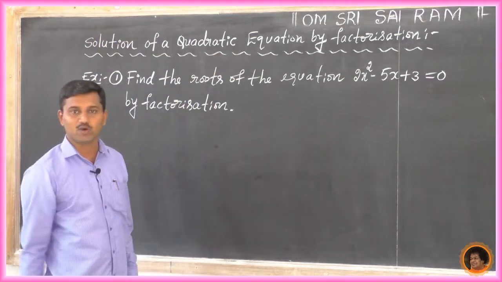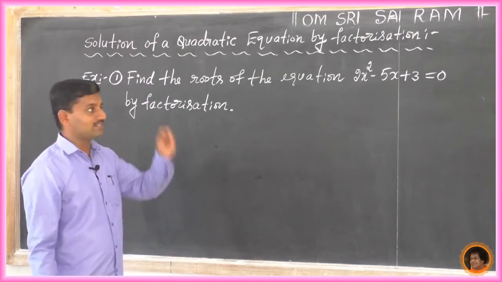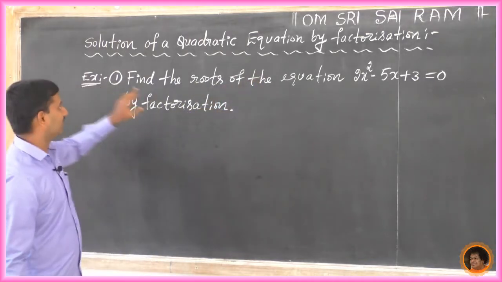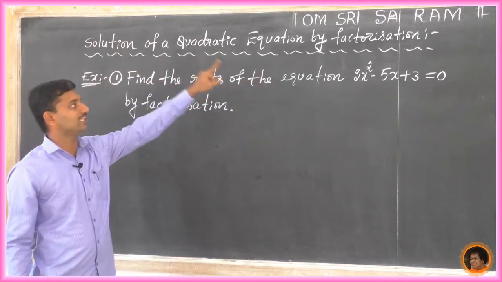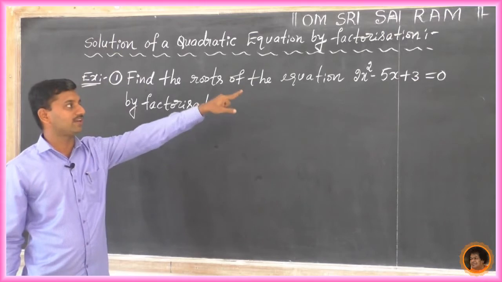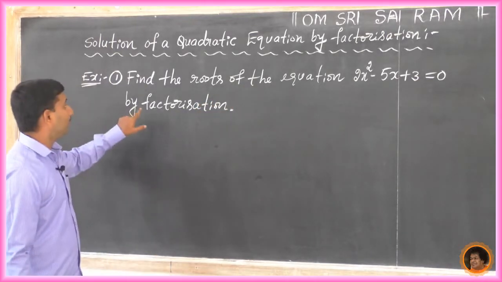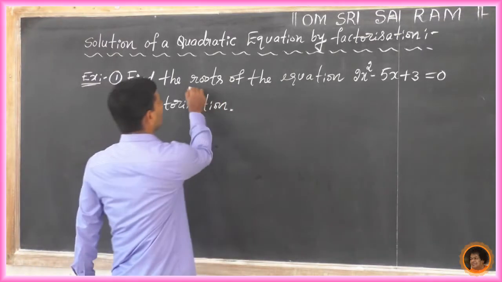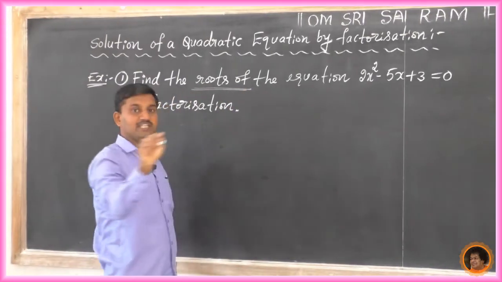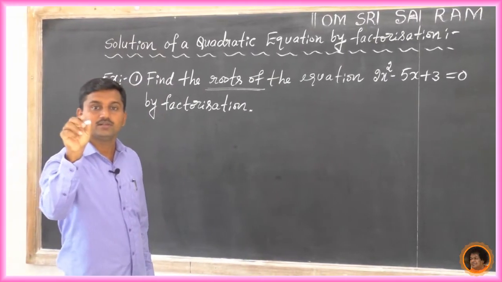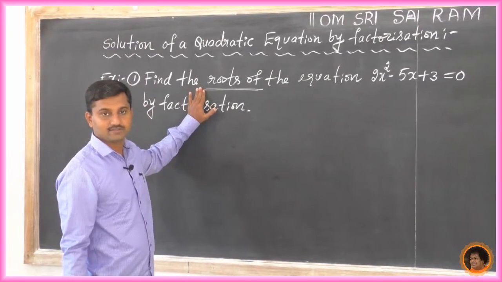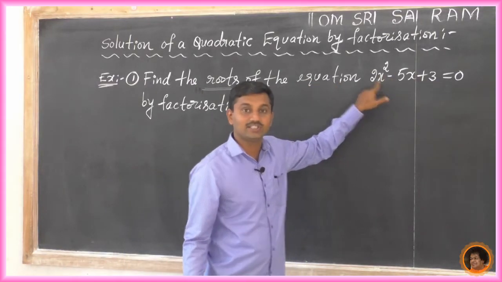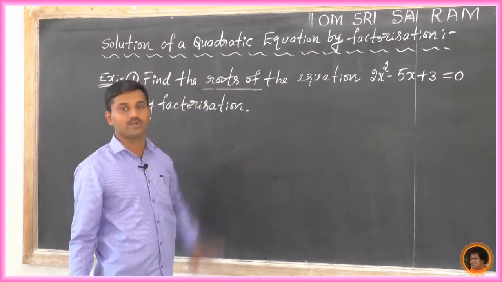Second one is the completing the square method. Third one is the formula method. Now discuss one by one. The first one is the solution of a quadratic equation by factorization. Look at the first example: find the roots of the equation 2x square minus 5x plus 3 equal to 0 by factorization. Roots means the value of x.